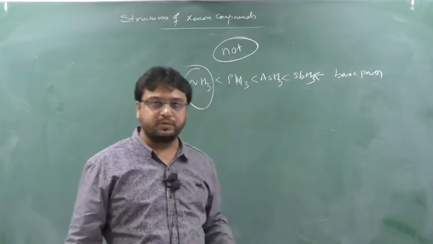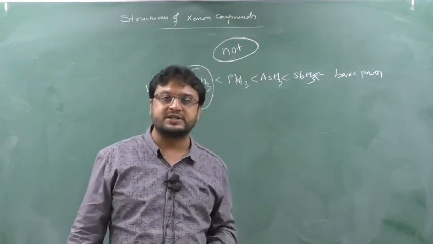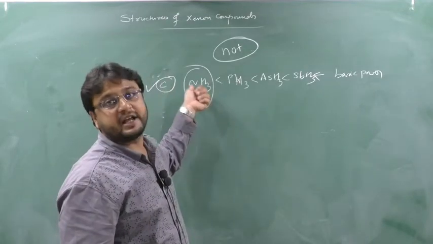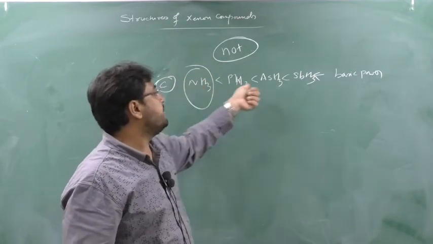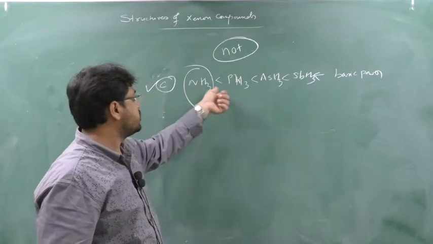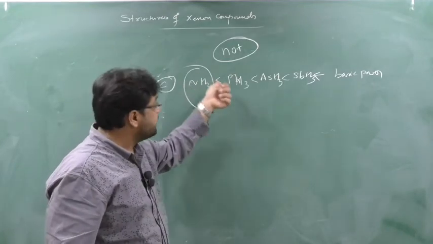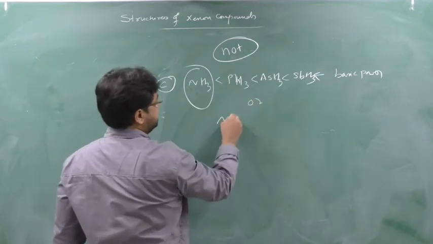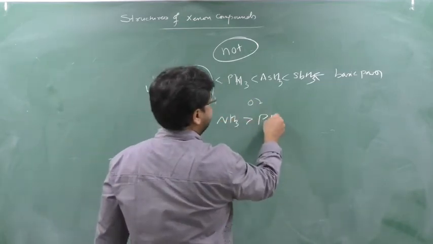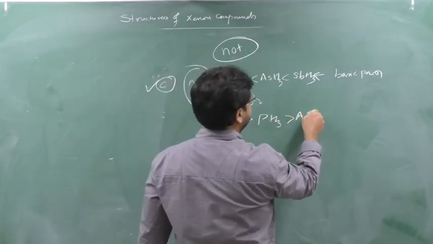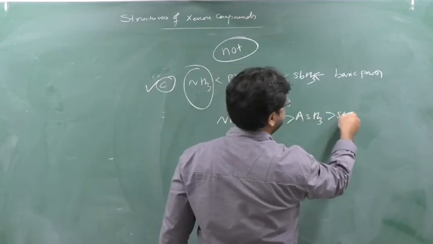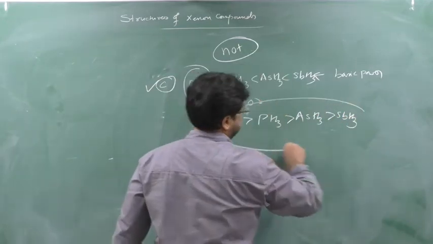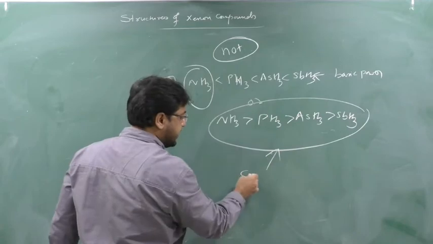Moving down the group, the size increases and electronegativity decreases. As nitrogen can attract H plus easily, other elements cannot. So here ammonia should not be less; ammonia should have more basic power. Actually the series should be like this: NH3 greater than PH3, greater than AsH3, greater than SbH3. So this is the correct series.